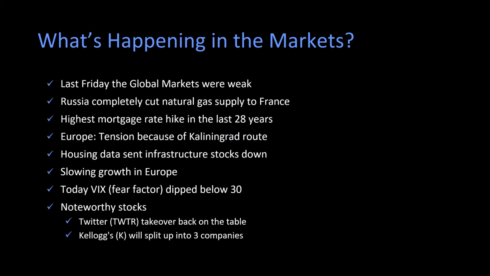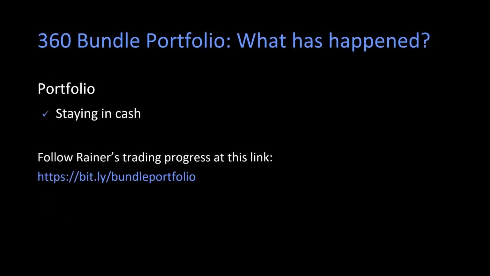The interesting stock news were that Twitter's board backed the offer from Elon Musk, and Kellogg's decided to split up into 3 companies. All right, let's go to the next one. We're staying in cash. With the situation the way it is right now, there is no reason to really risk anything. We need to wait, and I'll move in here.